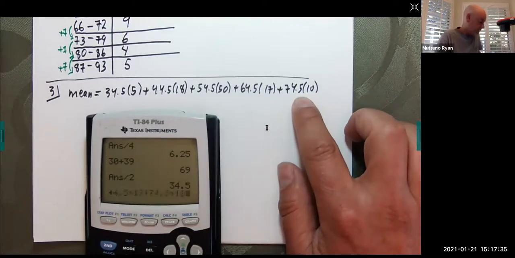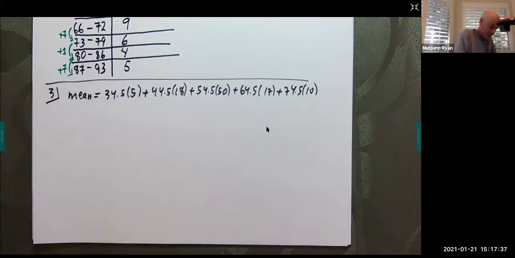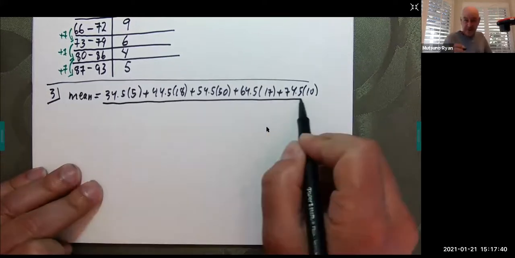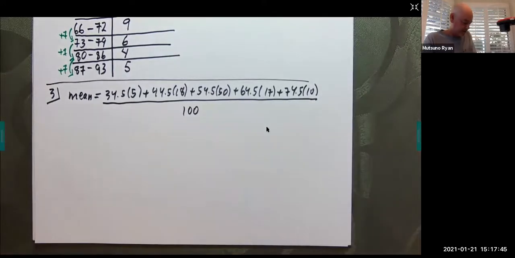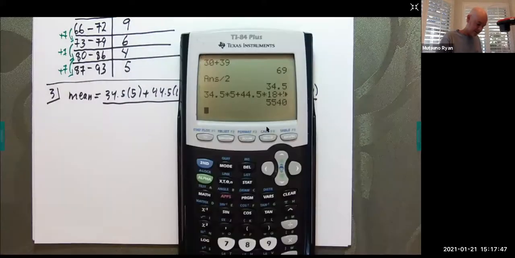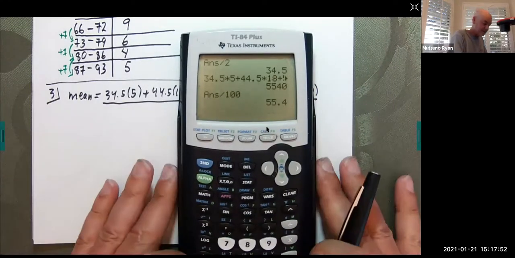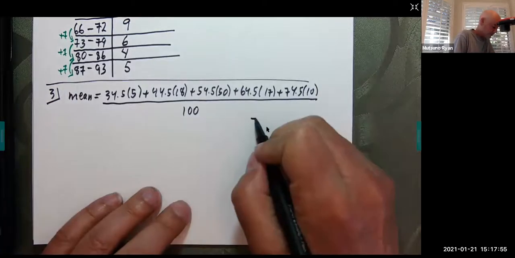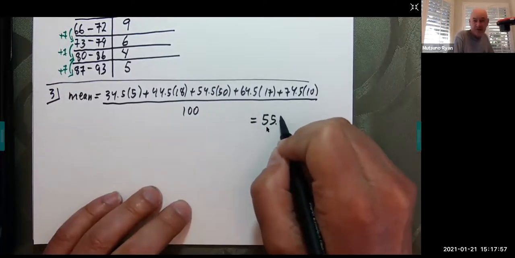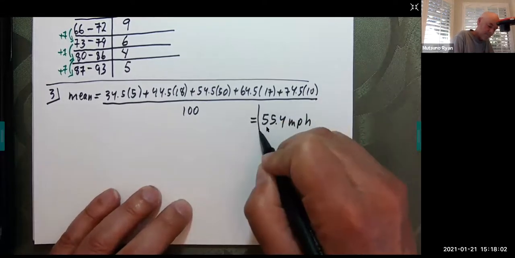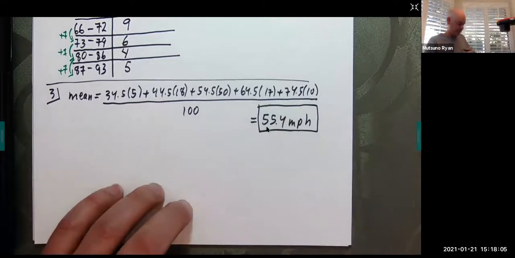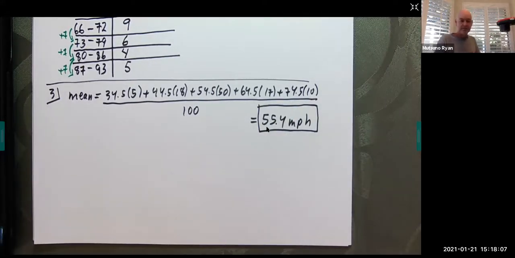Now that's just the numerator. That's all going to be over, and it says in the problem that there's 100 cars. So I get this number here, and I divide that by 100 because there's 100 cars. So what's the mean speed? 55.4, I think that's in miles per hour. Yeah. No problem.